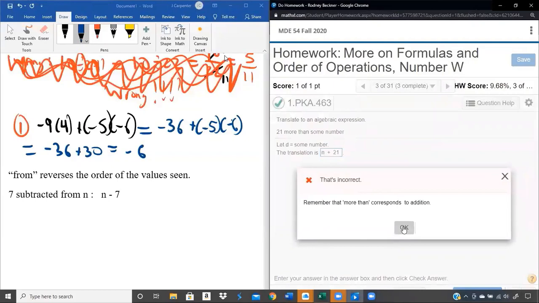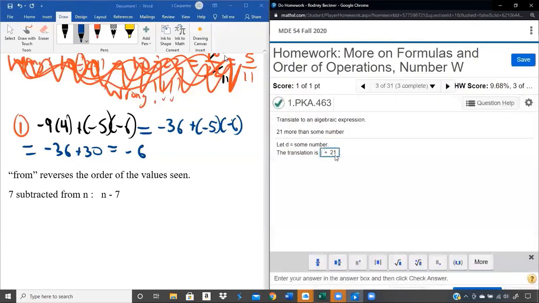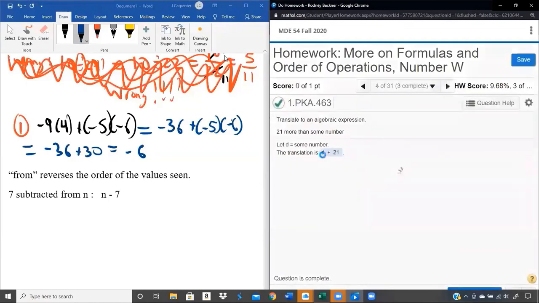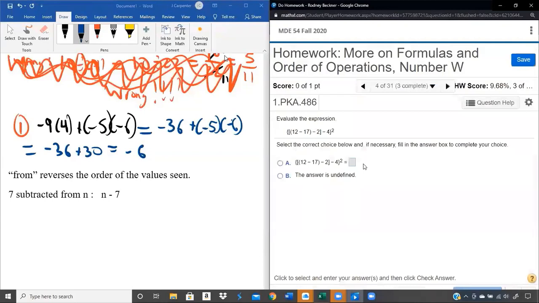Let D represent the number. So let's see if D plus 21 will work. And it does. So it would have taken 21 plus D or D plus 21. I tried to mislead you with the wrong letter, but we can see that we got the right answer.